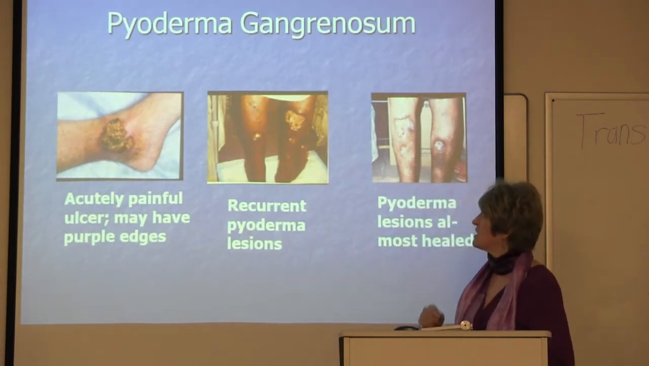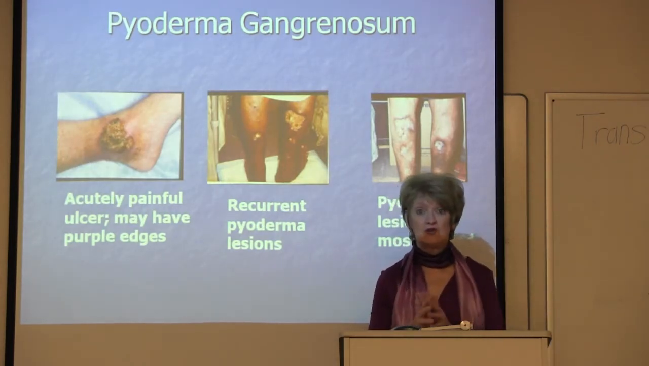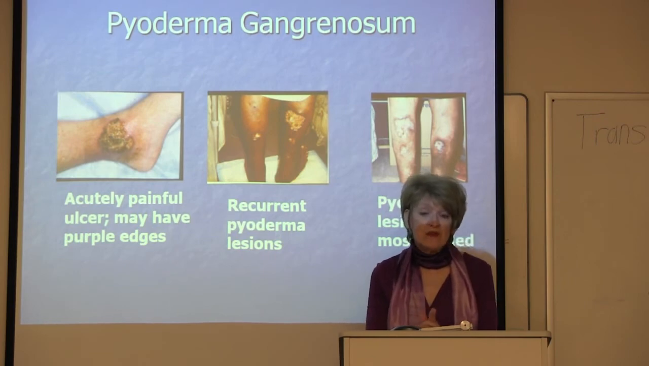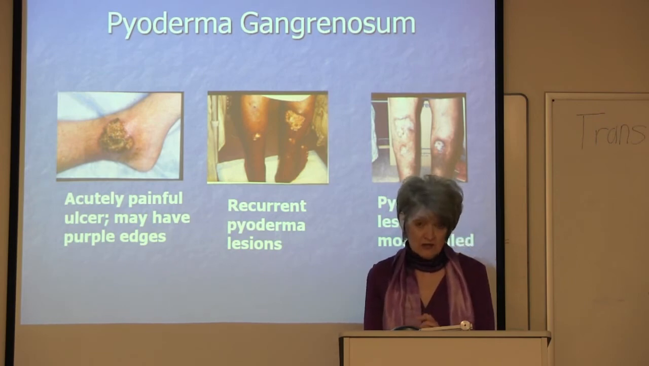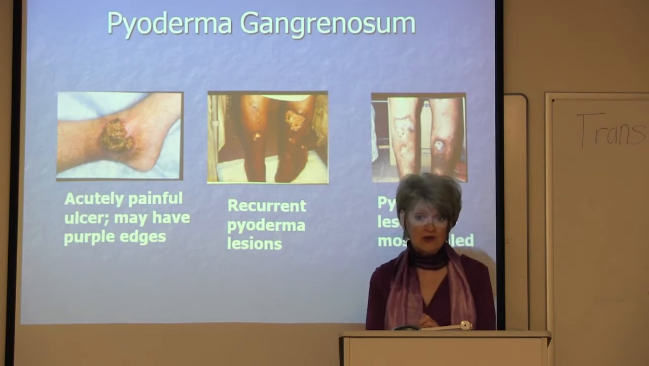Okay, the next ones we're going to talk about are caused by pyoderma gangrenosum. Now, for those of you who are doing ostomy care as well as wound care, you're going to hear this again when we start talking about peristomal pathology. Pyoderma gangrenosum frequently occurs on the lower extremities, but can occur anywhere on the body, including the abdomen, including the peristomal area.